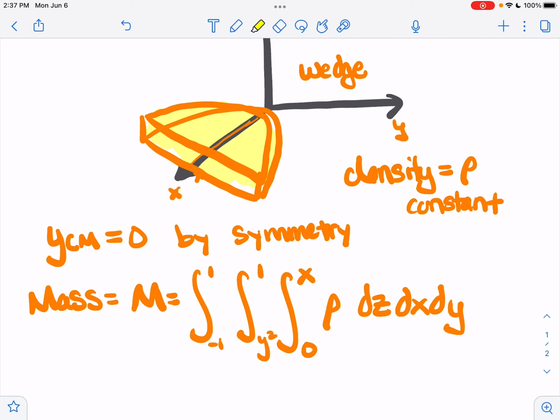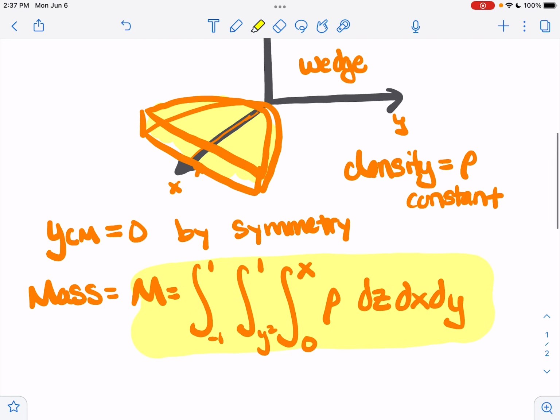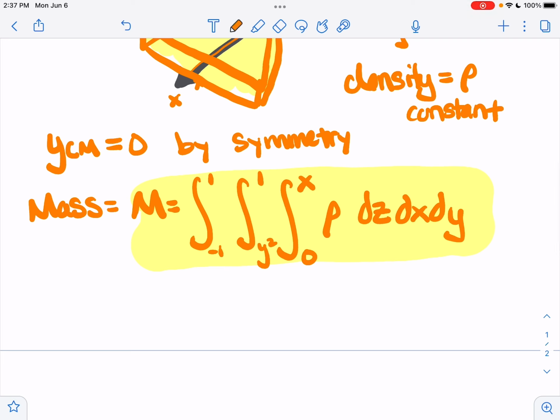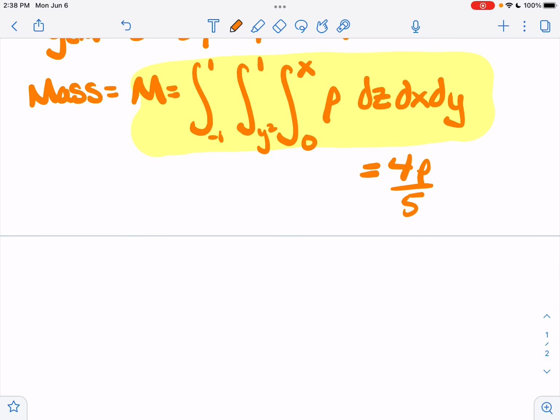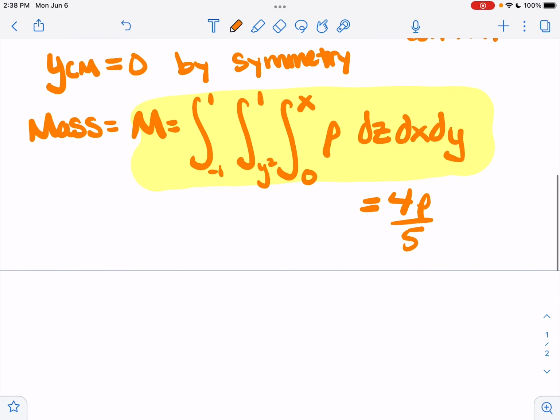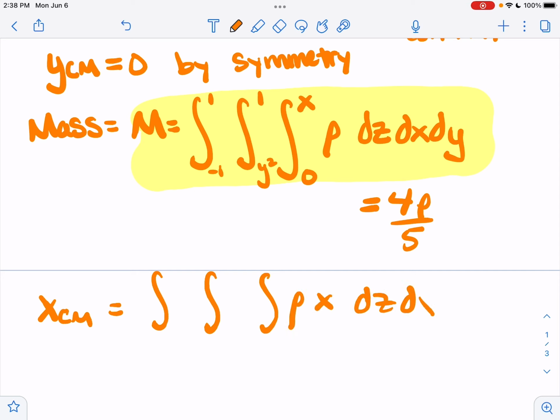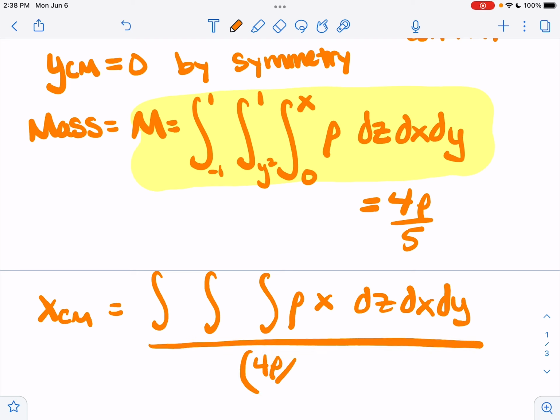Now that's our integral for the total mass. That's our triple integral for the total mass. The good news on these problems is that, by the way, this integrates to 4 rho fifths, which I'm not doing the work for, but it's the power rule in every integral. We can do the power rule, and if you want to check that, you can, just for practice. We already have the y-coordinate for the center of mass. This is the mass. The x-coordinate for the center of mass is going to be a triple integral of the density times x, dz, dx, dy, divided by the same mass, 4 rho over 5.